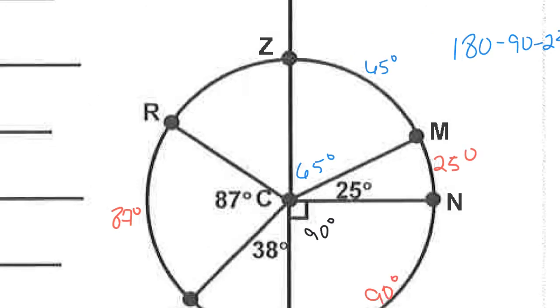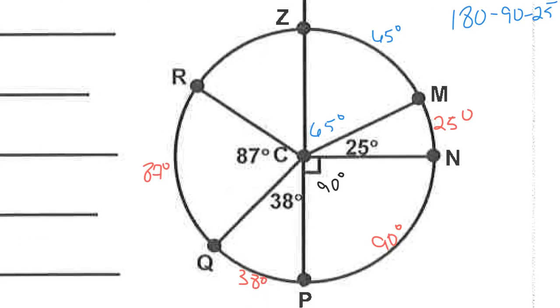Now you can do the same thing with the other side, because this arc ZRP is also 180 degrees. So we can do 180 minus 87 minus 38. If you do that, you should get 55. So now we know pretty much everything we need.